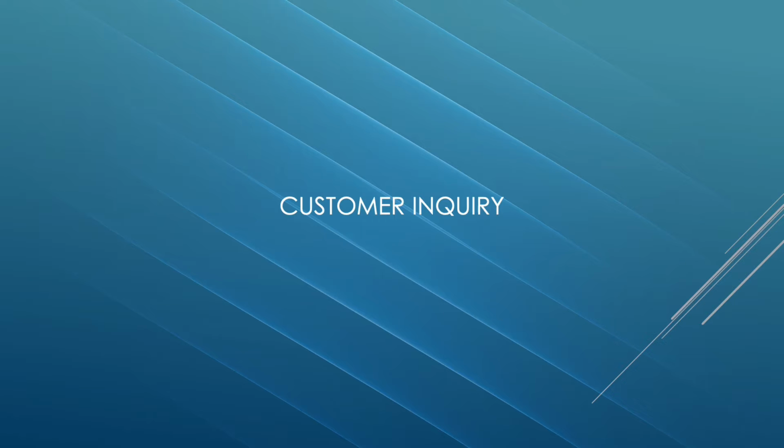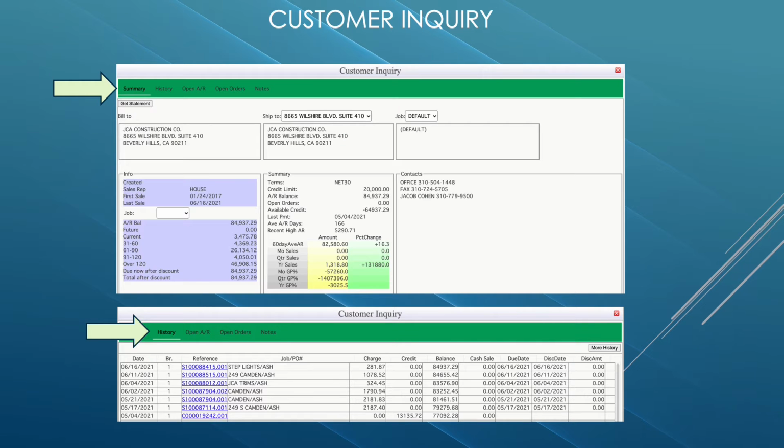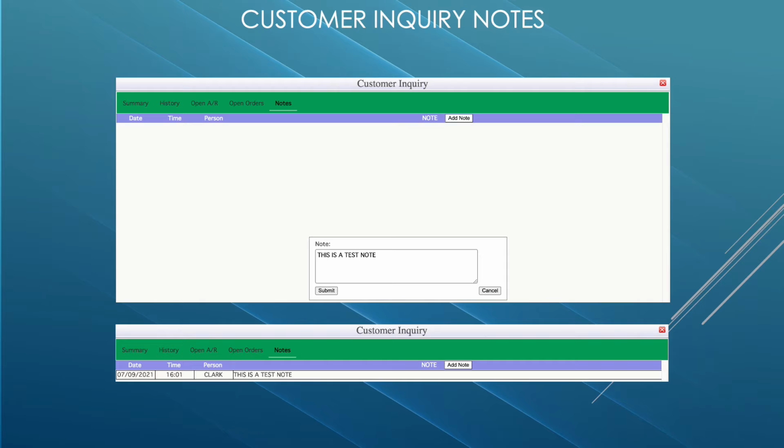Customer inquiry. Customer inquiry is going to be your main tool for researching billing and payment issues. The summary and history screens give you most of the information you will need. You can quickly drill down to the individual orders and payment transactions for more detail as well. If a customer requests an invoice or statement reprint, it can be done here by selecting Get Statement. Use customer inquiry notes to keep track of your collections activities.